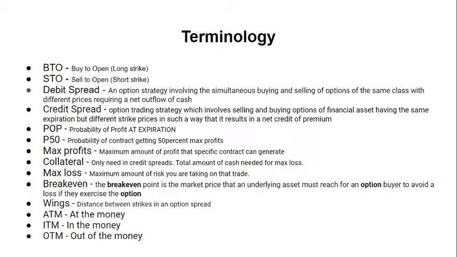So that goes to POP, P-O-P. That's our probability of profit at expiration. When I say probability of profit or POP, I always mean at expiration. Yes, it may be profitable beforehand, and yes, it might not be, but it's always probability of profit at expiration. Next would be our P50. That's the probability of reaching 50% of the max profit of that contract.